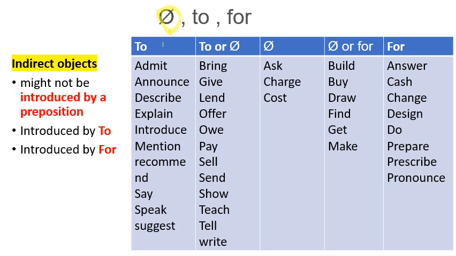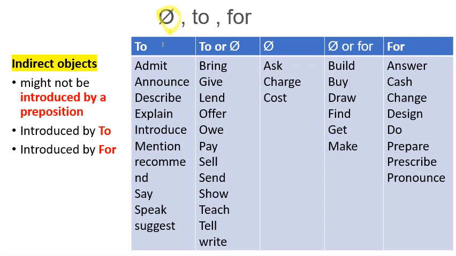We have the verbs admit, announce, describe, whatever. The ones that are either preceded by to or not preceded at all are here, and we have 0. We only have three ones: ask, charge, and cost. They are not preceded at all. Or we have the ones that are preceded by for or not preceded by any preposition. And finally we have the ones that are preceded by for.